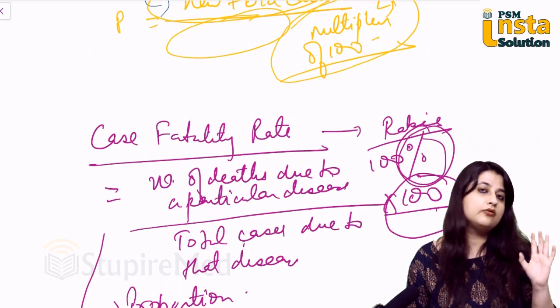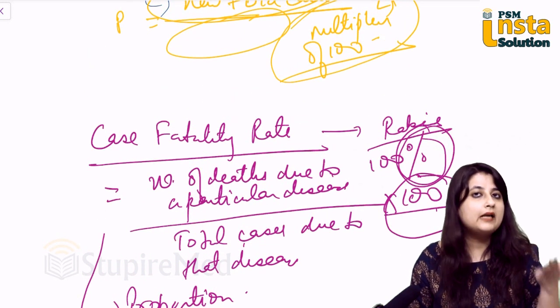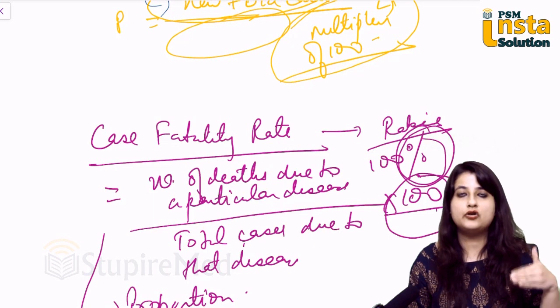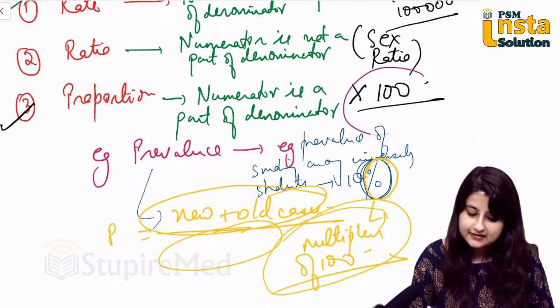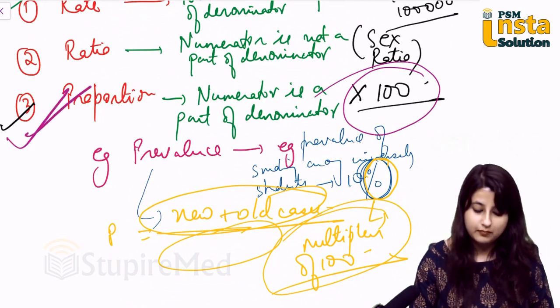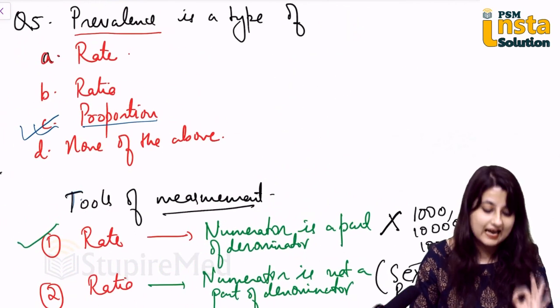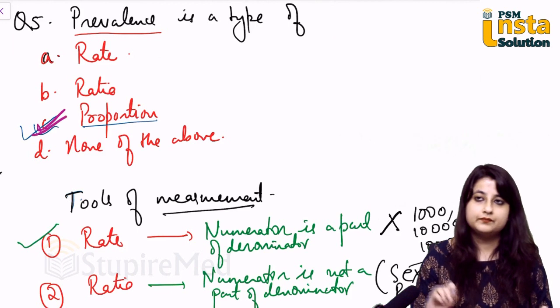So just look at the numerator and denominator. If the numerator is a part of the denominator, look at the multiplier. If the multiplier is 100 anywhere, it becomes a proportion. So my answer to this is prevalence is actually a proportion.